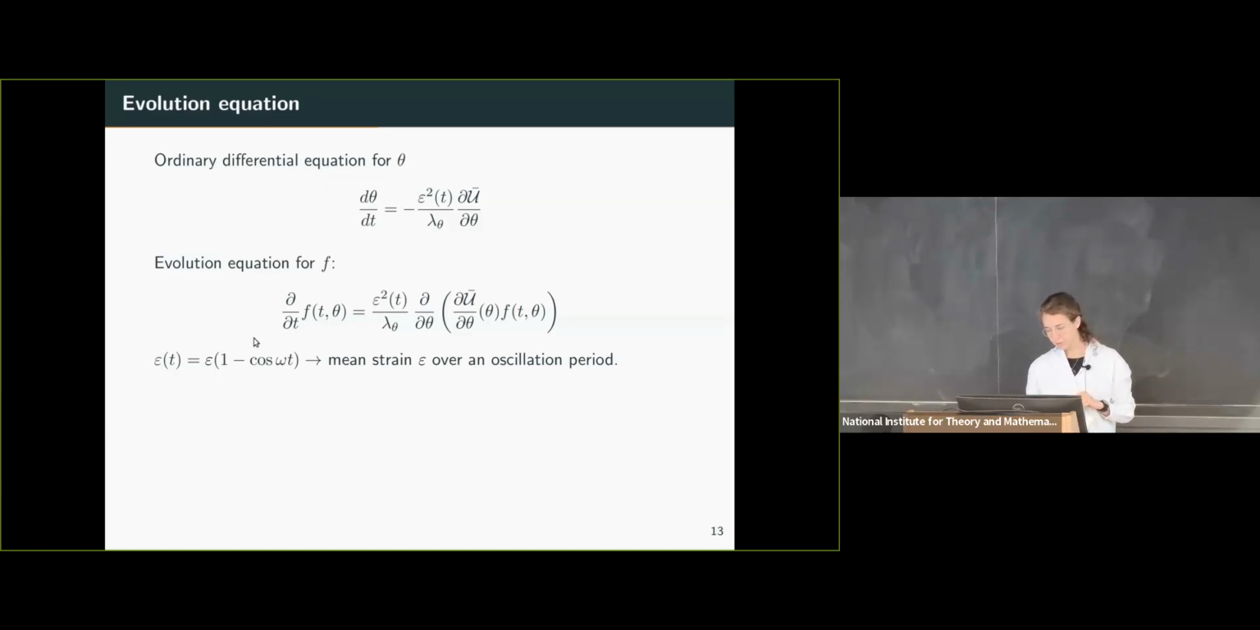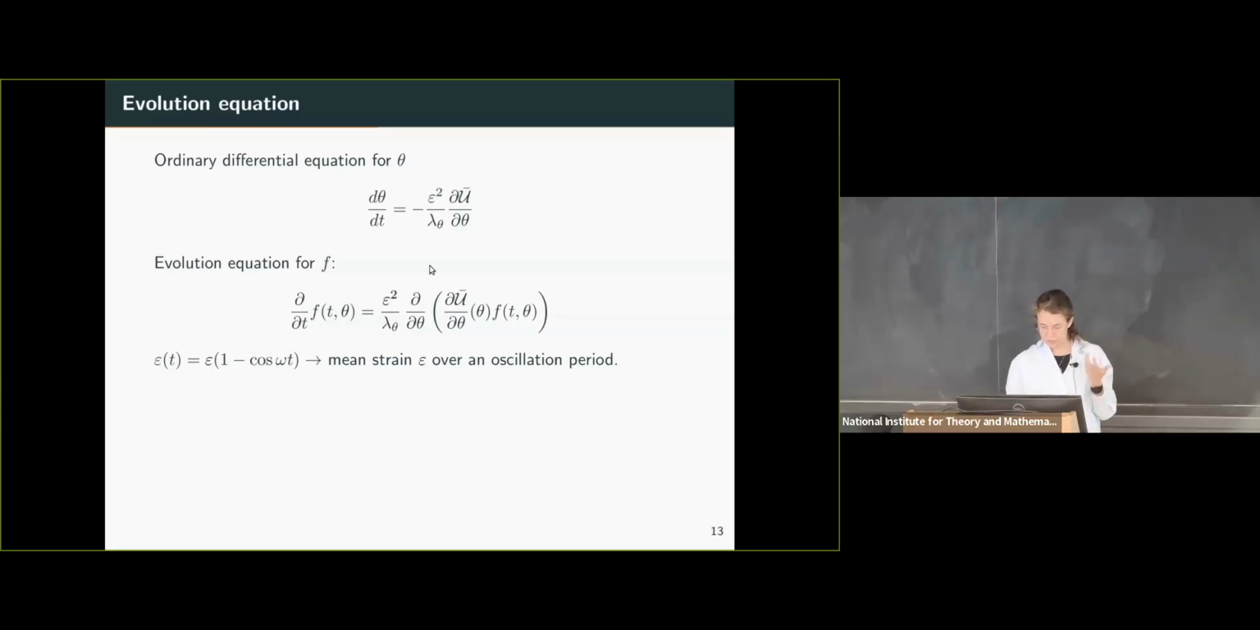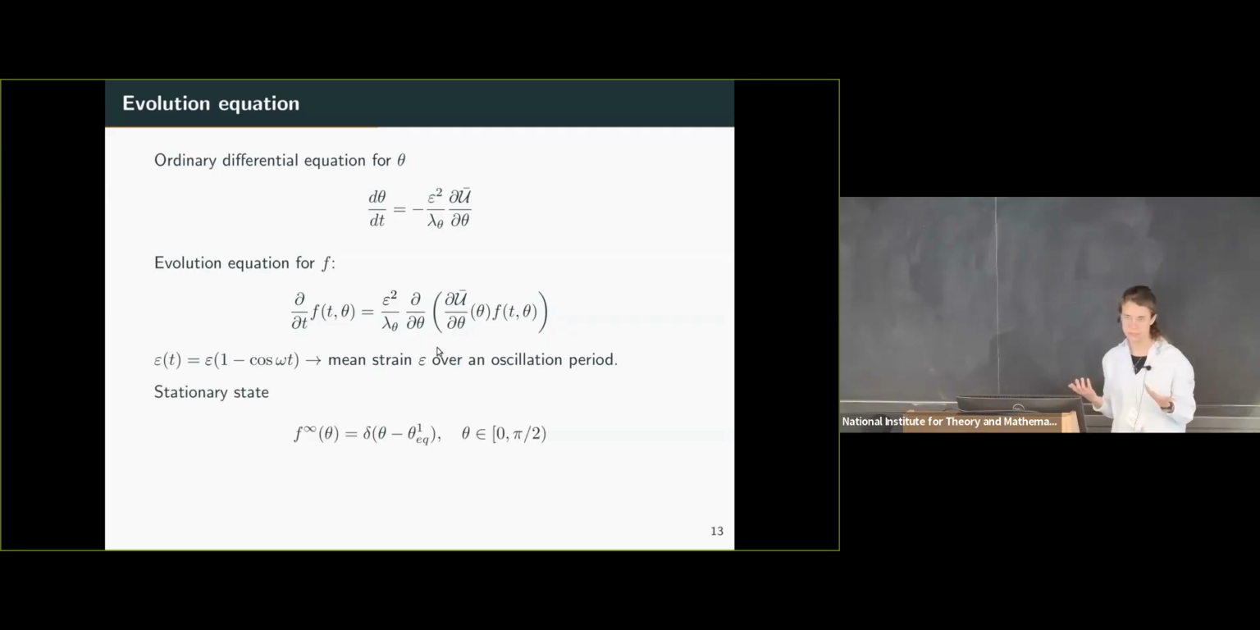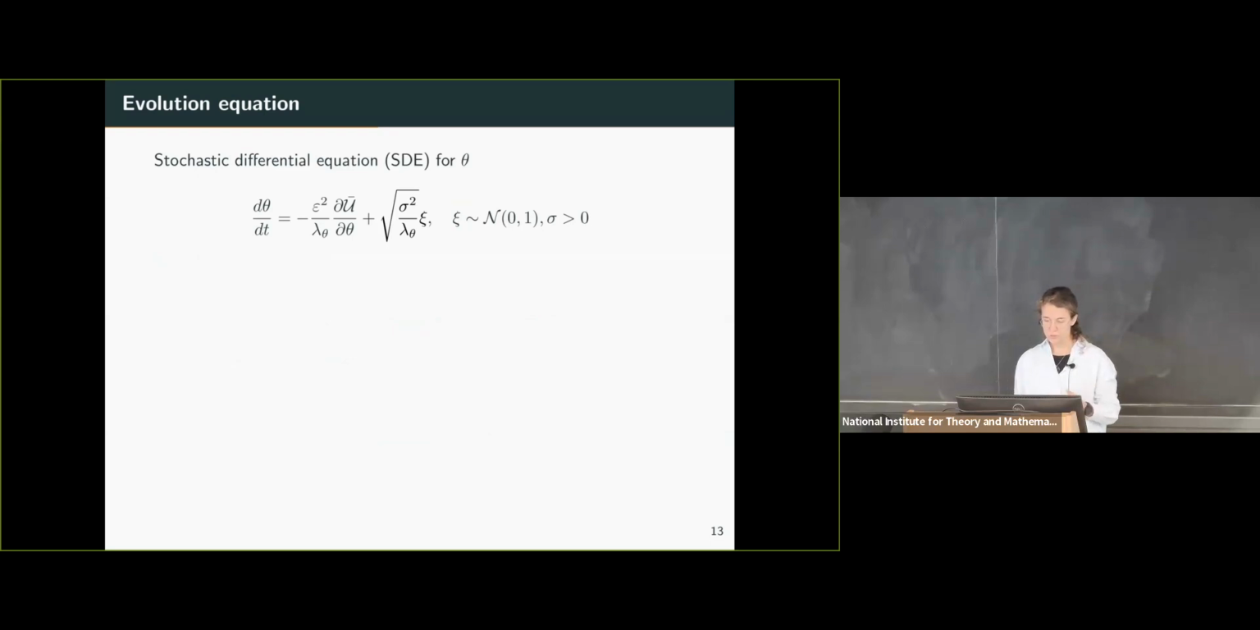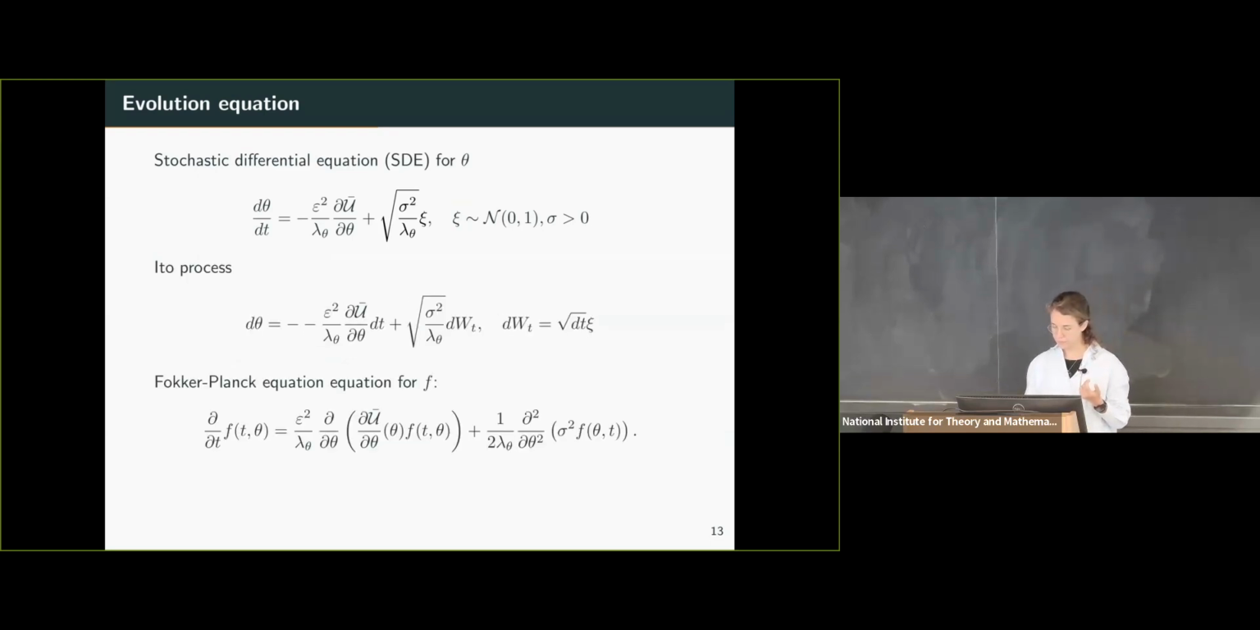In general, the actual experimental strain which is imposed is given by this relation, where epsilon is a mean strain over an oscillation period. So if we consider this constant average oscillation period, we have this evolution equation for F, and its stationary state is, of course, a delta. We wanted to go over this, and of course, what you can do, you add your noise, so you get your SDE, then you get your Ito process and your Fokker-Planck equation.